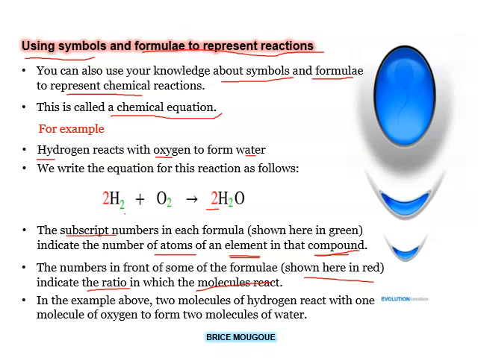Now, for example, I have 2 here in front of hydrogen. It tells me that we have 2 molecules of hydrogen. Here I have nothing. It means there is a silent 1 somewhere here. It tells me that there is just one molecule of oxygen to react with 2 molecules of hydrogen, and also I have 2 molecules of water that will then be formed.